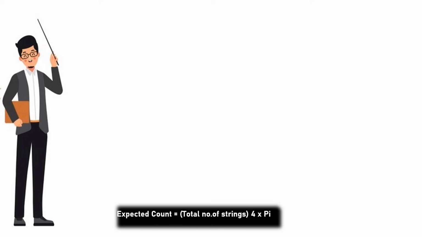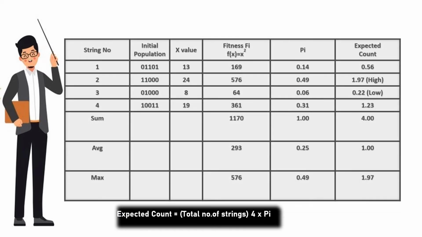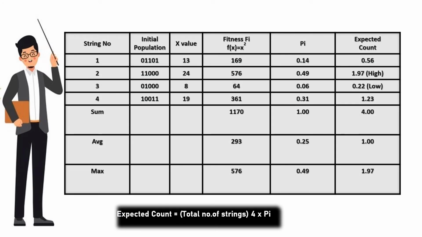Let's consider a table. Here we are taking 4 strings from the example. In this, the initial population is the binary value. The x value is the integer value. And the other values are fitness, probability of the string, and the expected count. The expected count is calculated by multiplying the total number of strings with the probability of the respective string.